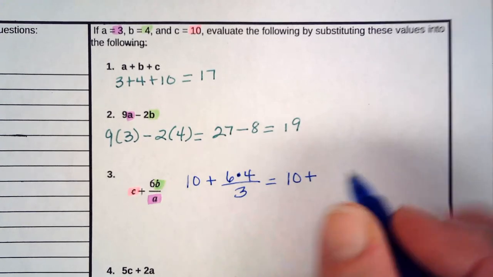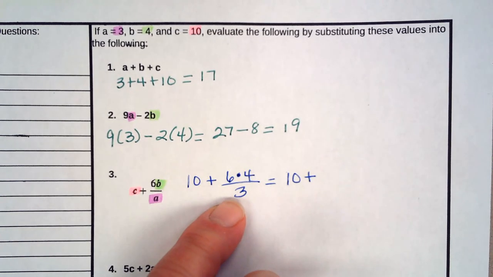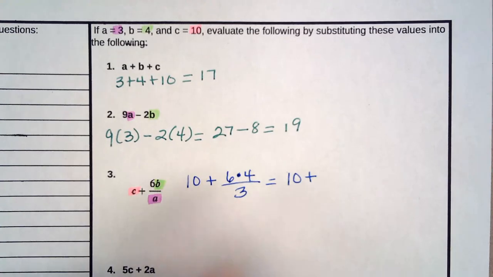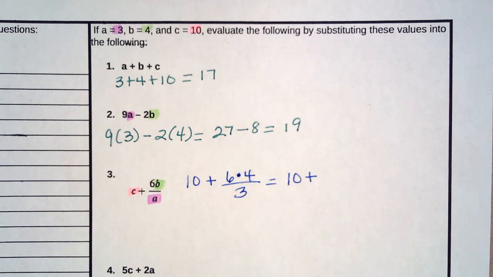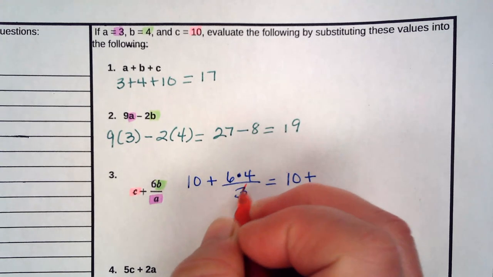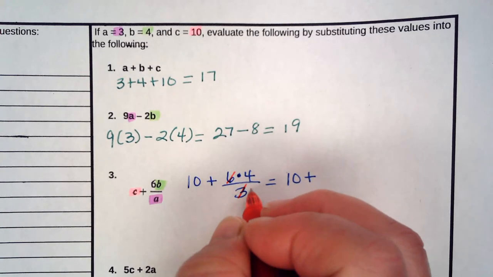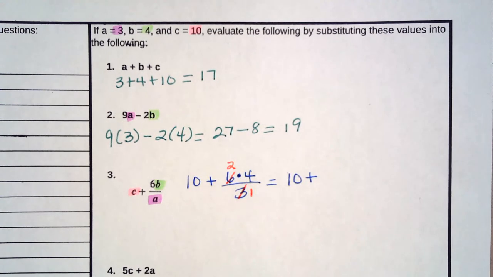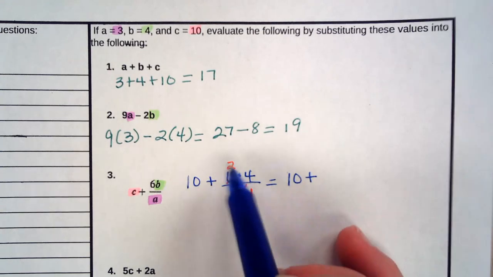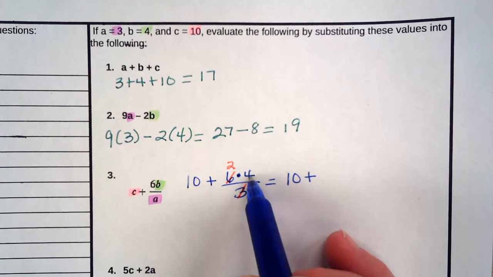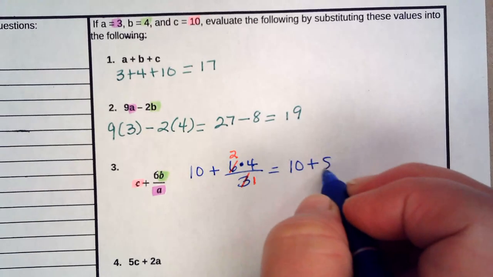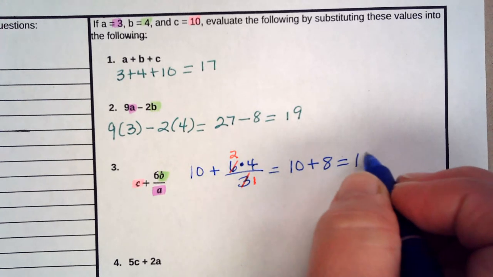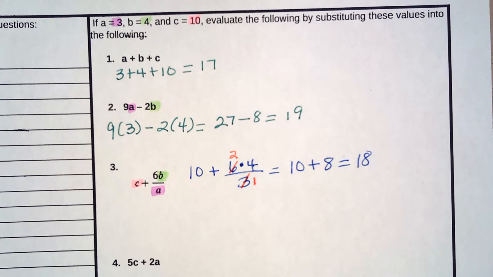10 plus. I can actually simplify right here if I want to. I know that 3 divides evenly into 6 2 times. 3 divided by 3 is 1. 6 divided by 3 is 2. So now, 2 times 4 is 8. 8 divided by 1 is 8. 10 plus 8, which gives me 18. Okay, pause the video and see if you can do the next one on your own.